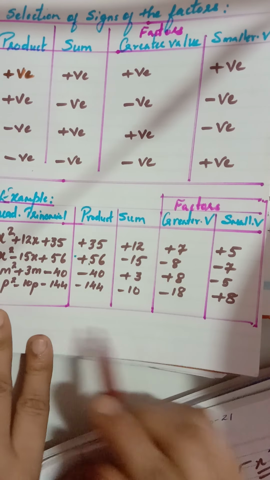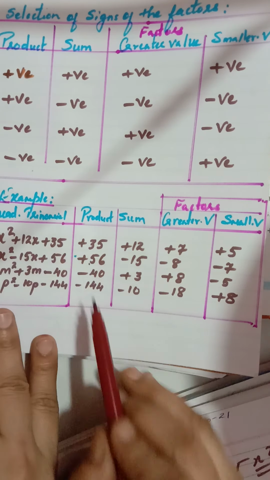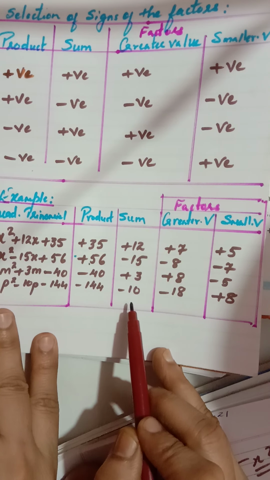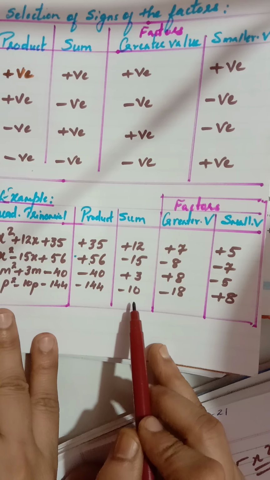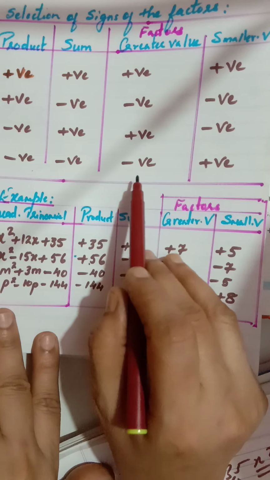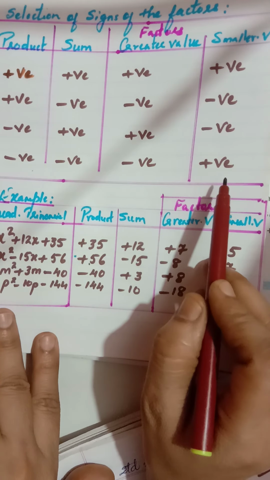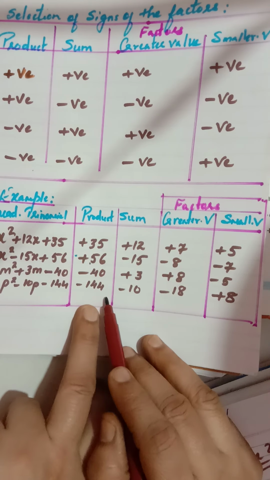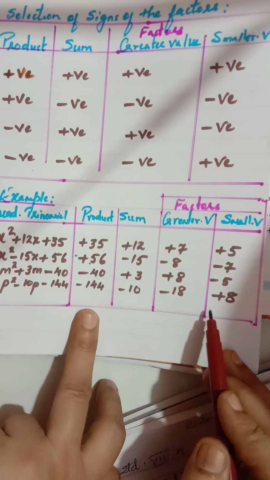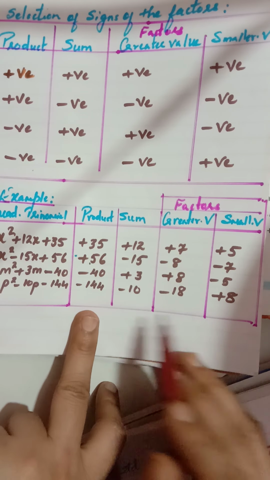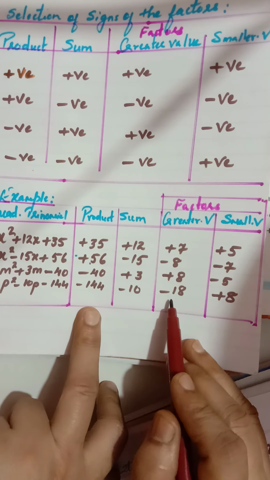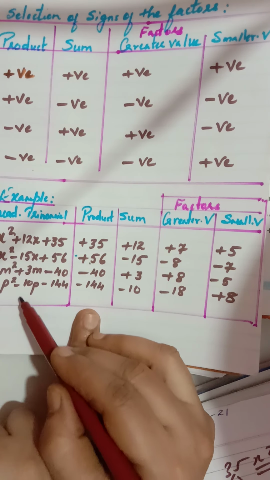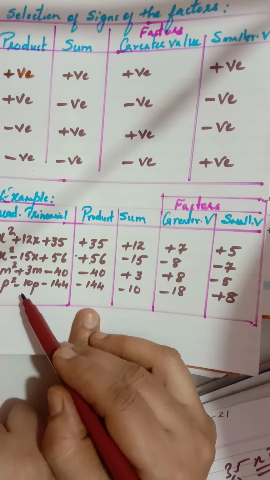Now the last case you will see children, where your product is negative and sum is also negative. Product and sum both are negative. In that case your greater value is negative and the smaller one will be positive. So the greater value is 144. Which are the factors? 18 8s are 144. And here see children, minus 18 plus 8 becomes minus 10. Minus 10 is the required middle term.